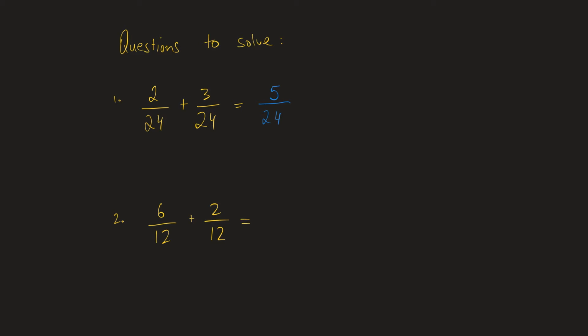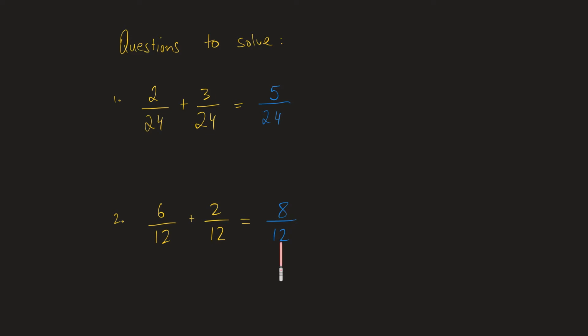With my second fraction, I've got 6 over 12 plus 2 over 12. Again, the denominator is the same, so therefore I'm going to put that down. Then I've got the numerators I add together. 6 plus 2 will give me 8. Okay, however, I can simplify here.